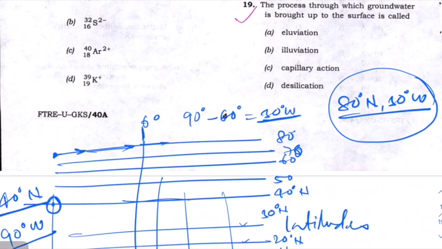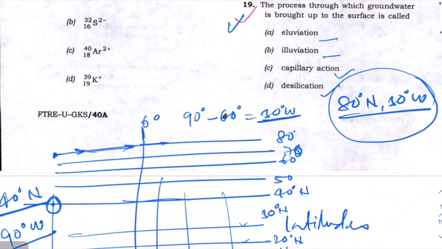The process through which groundwater is brought up to the surface is called... So this question is very interesting. Why? Because there are a few terms like alluviation, capillary action, desilication. Before I go ahead, I would like to explain these terms first, so that you understand all the options, because the benefit of doing previous year questions is that you understand all the options too. UPSC puts some options which may confuse you, right? The purpose of putting those options there is to confuse you. So I would like to explain these options so that it becomes clear to you.